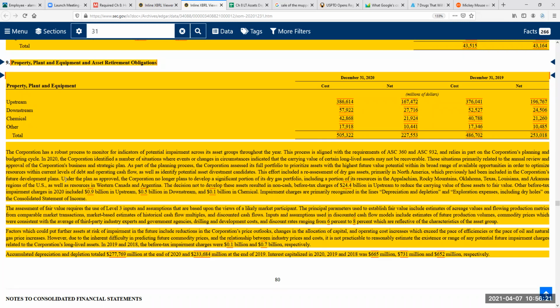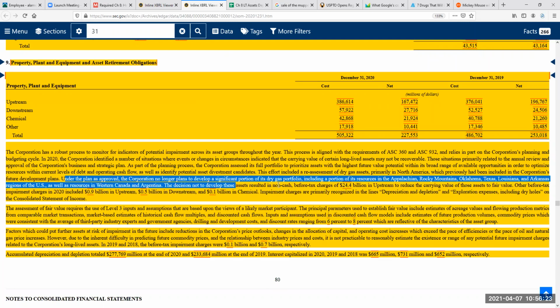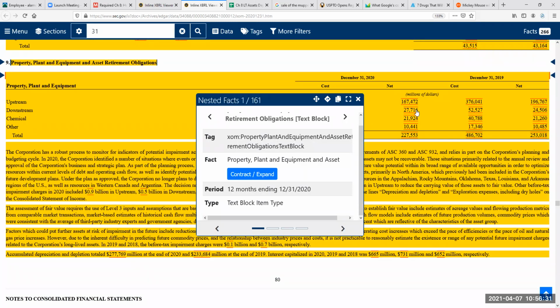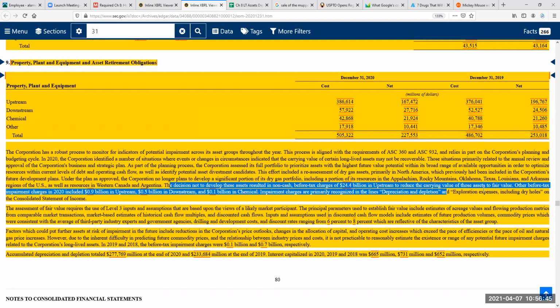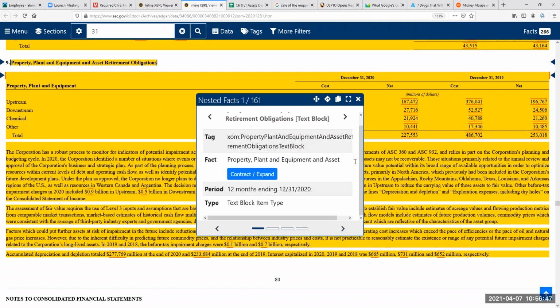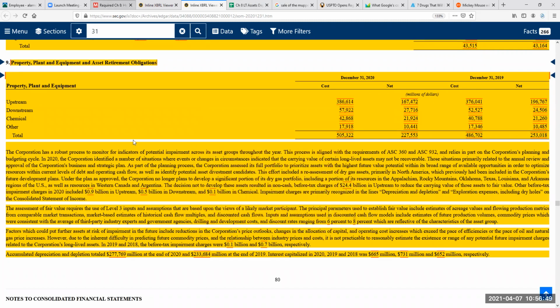Right here, under the plan that is approved, the corporation plans to develop a significant portion of its assets in resource plays: Appalachian, Rocky Mountains, Oklahoma, Texas, Louisiana, Arkansas, as well as U.S. Western Canada. But then what happens? Because you decide not to develop, we have to put non-cash, which is accumulated depreciation, before-tax charges of 24 billion to reduce the carrying value of those assets. So they're reducing the value of those assets due to the impairment, since they're not going to produce.